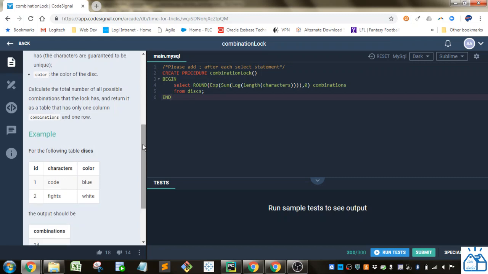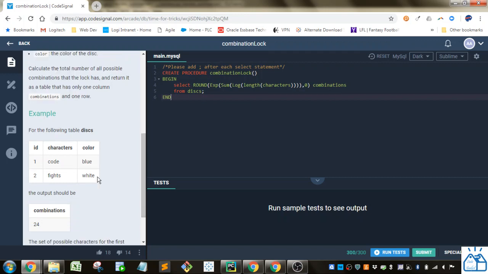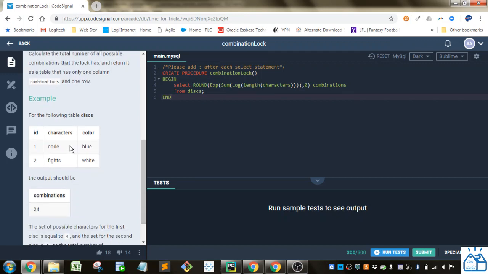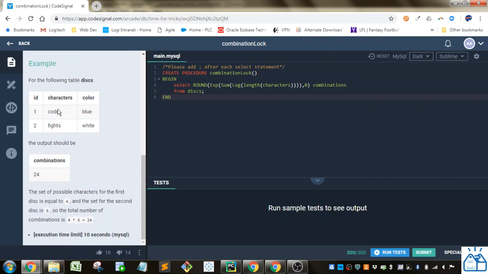Calculate the total number of possible combinations that the lock has and return it as a table that has only one column, combinations, in one row. So if you don't know what they're talking about, basically, if you've ever seen a bike lock where it has numbers on it, and you have to do three or four numbers, and then it'll open the lock. So what they're saying is these characters, it could be a C, an O, a D, or an E on one of the disks, and then on the other disk, it could be an F, I, G, H, T, or S. And you have to put together a combination of these two to unlock it. So they're asking how many combinations you could possibly have. How many combinations would you have to go through potentially to get the right combination?